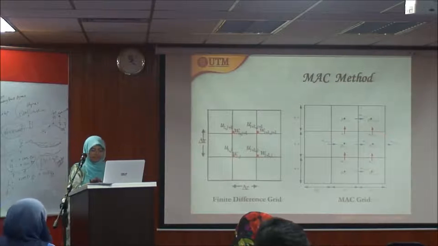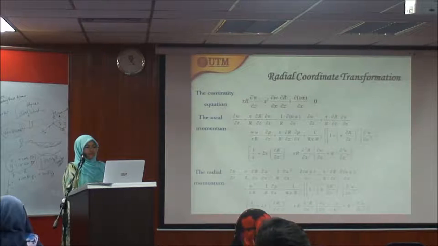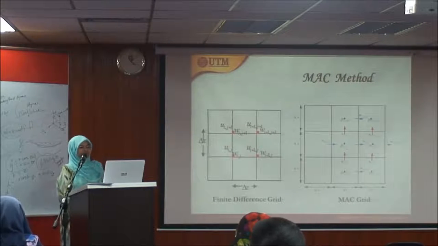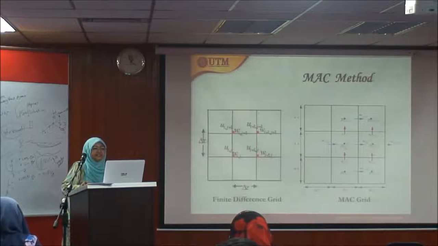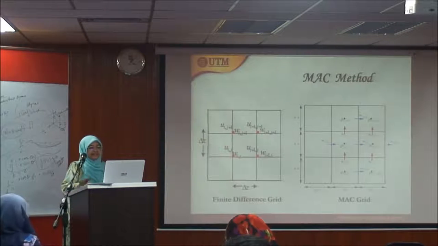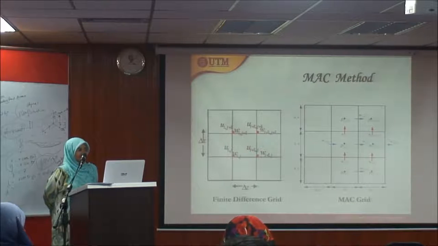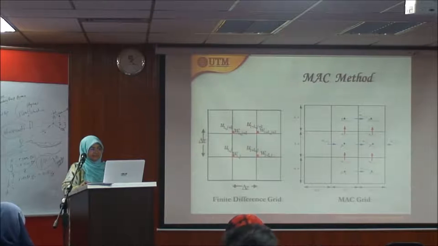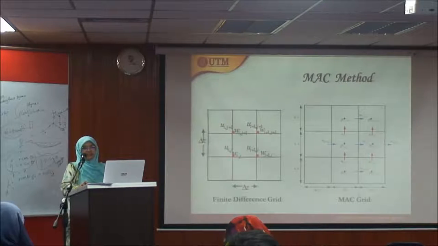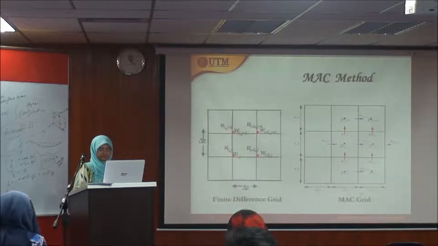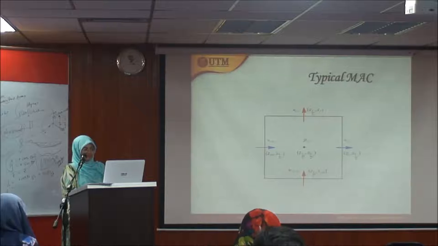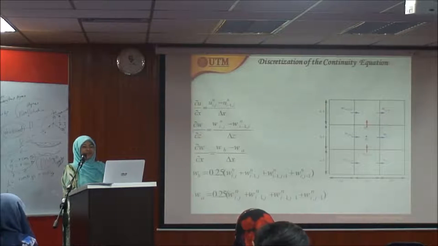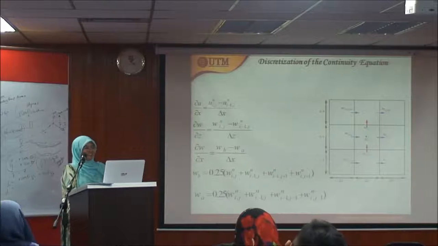So after the equations, these are the equations. So this is the finite difference grid. Here ambil the P, the pressure, it takes here, tengah-tengah ni, in the middle, and the Uij, Wij, like this. So this is the finite difference grid, this is the MAC grid. So that's the typical MAC. So you have to come to Johor Bahru. I cannot explain you very well, my students can explain.